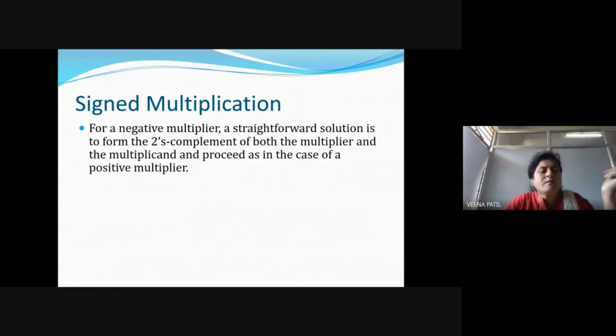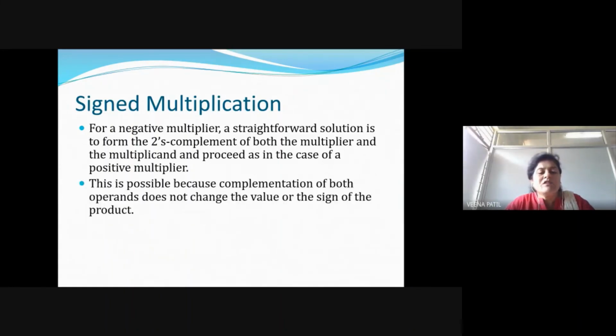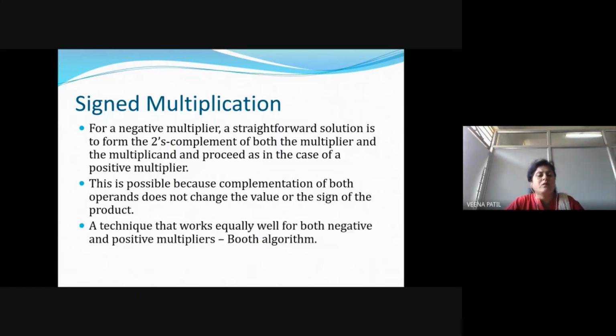So we have given here, for a negative multiplier, a straightforward solution is to form the 2's complement of both the multiplier and the multiplicand and proceed as in the case of a positive multiplier. Now this is possible because complementation of both operands does not change the value or the sign of the product. This applies if both multiplier and multiplicand are negative, or the multiplier is negative. Okay.